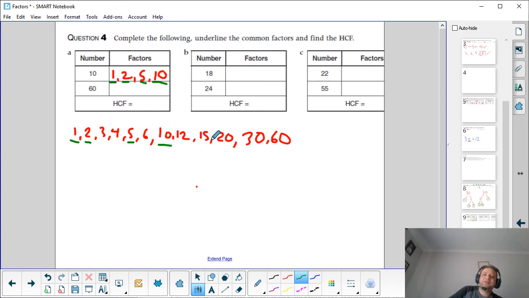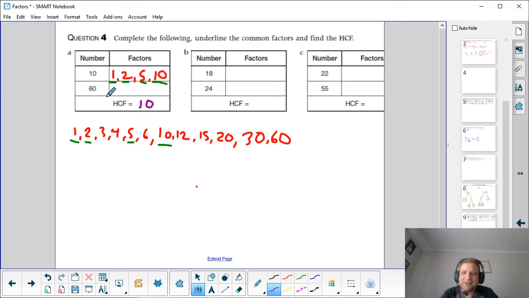All right, so the purpose of this question is to find the highest common factor. Common means it's in both, and highest means biggest. All right, so you're just looking at all the numbers that you underlined, which one is the biggest, and you guys know that the number 10 is bigger than the number 5 or the number 2, the number 1. All right, so we're following this process of finding all the factors, underlining things that are in them both, and then you're just looking for the biggest one, right?